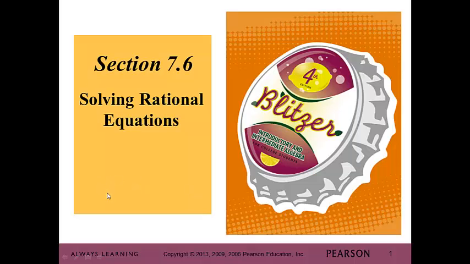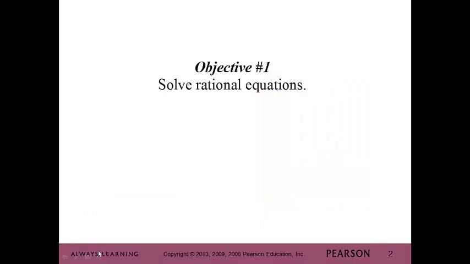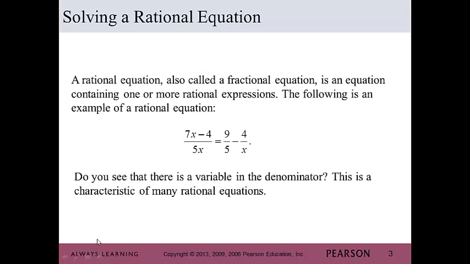So now we are in chapter 7.6 and we're going to be solving rational equations. Our first objective is to solve a rational equation. A rational equation, also called a fractional equation, is an equation containing one or more rational expressions. The following is an example of a rational equation.